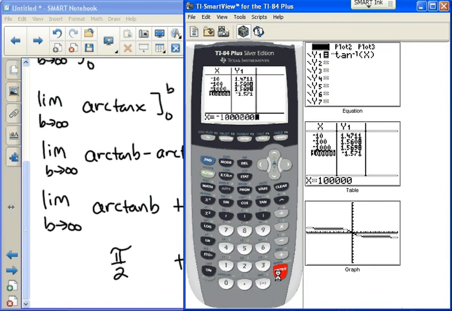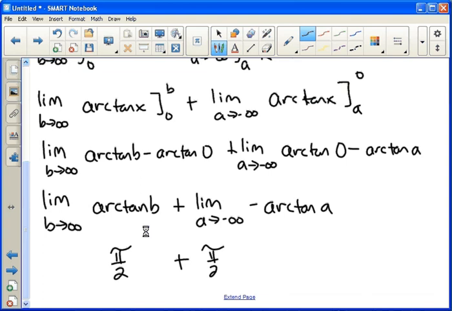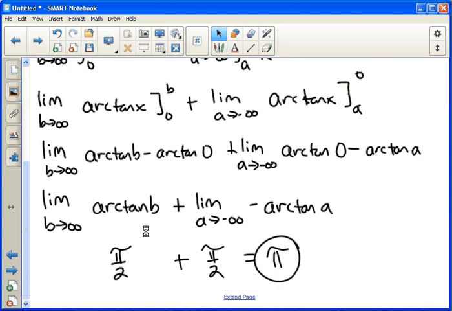So this one again converges. Anytime we get a finite number, it converges. So believe it or not, you can take the limit under arctangent all the way from negative infinity to positive infinity, and all you get is pi.